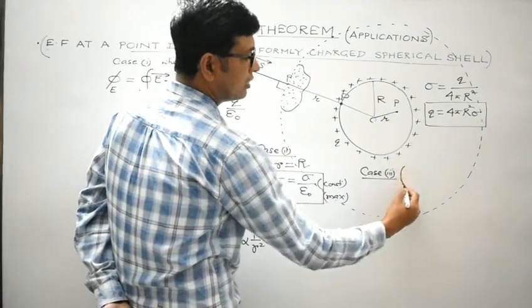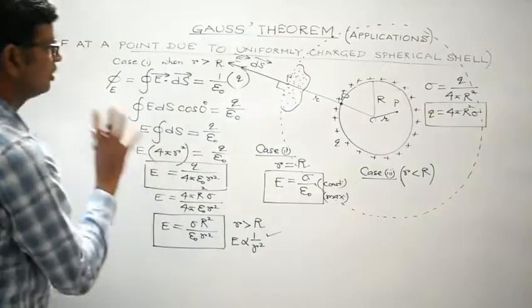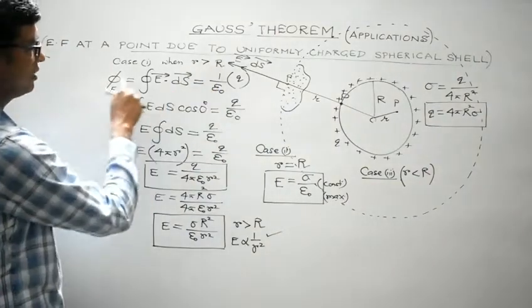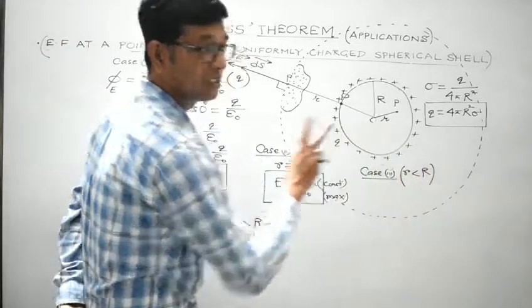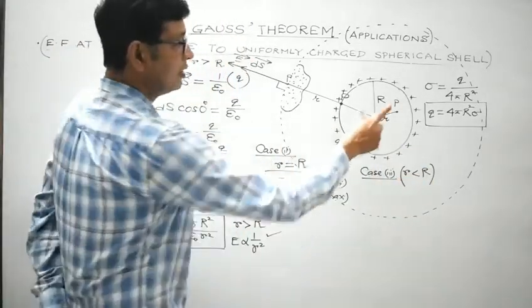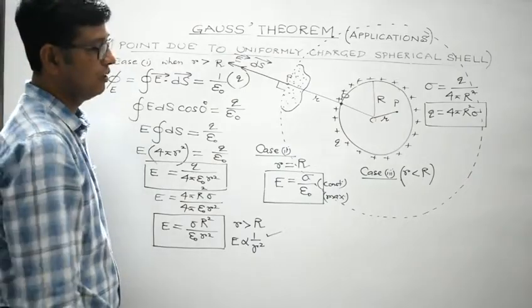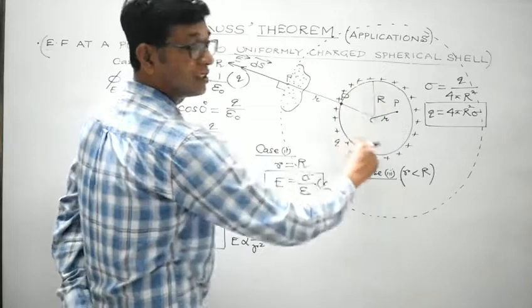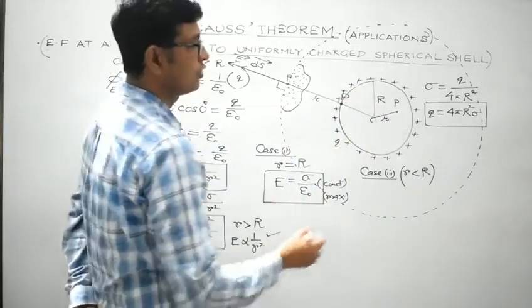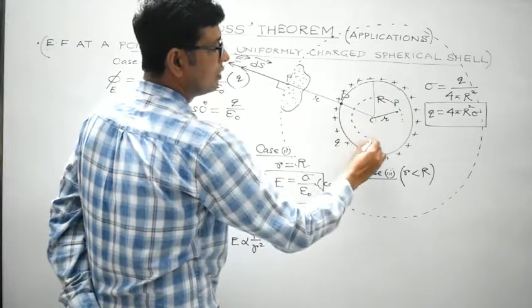So, we are dealing with this case when small r is less than capital R. You can observe we are dealing with all the cases. Small r greater than capital R, that's case 1. Small r equal to capital R, that's case 2, and third is when small r is less than capital R, suggesting that the observation point lies inside the uniformly charged spherical shell. Here, again, in order to find electric field at point P, we will consider a Gaussian surface, which is spherical in this case.